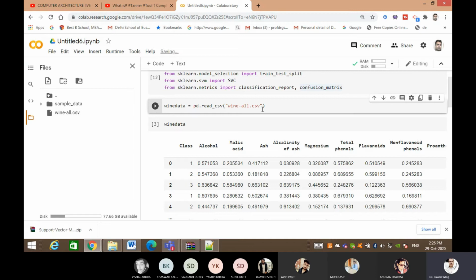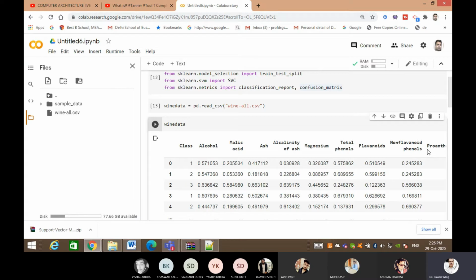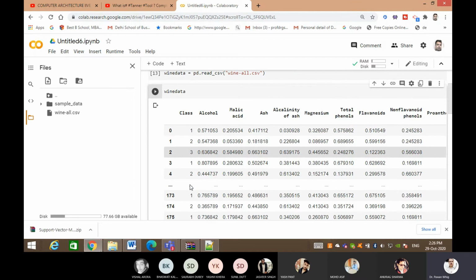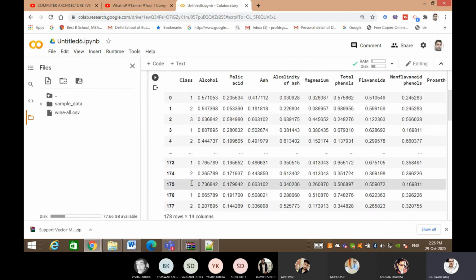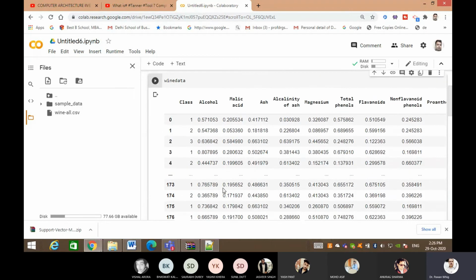Now this wine.all.csv is stored in wine data. If you want to see the wine data, just type wine data and play again. So you will see this is the dataset. In this dataset, class, alcohol: this is the class of wine, whether it is first class, second class, or third class. There are three subclasses, and this dataset consists of 178 rows and 14 columns.